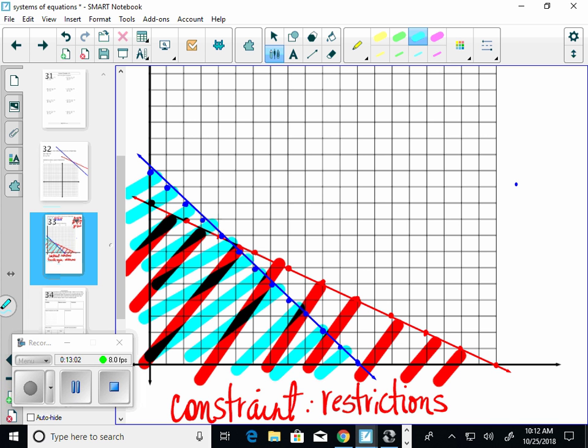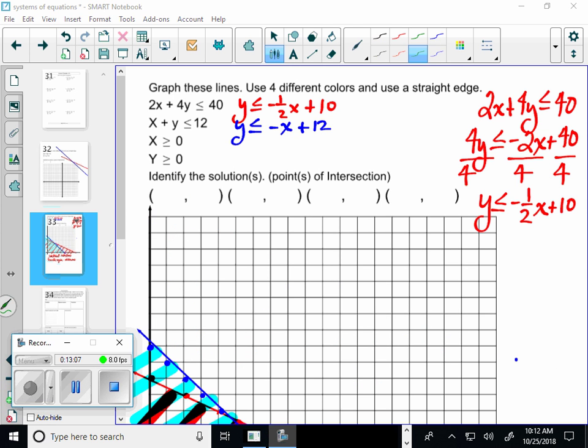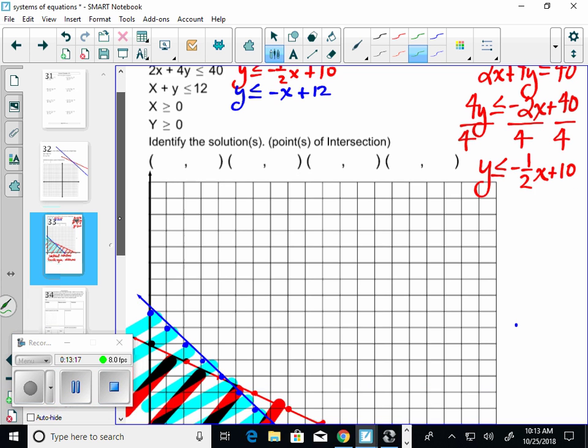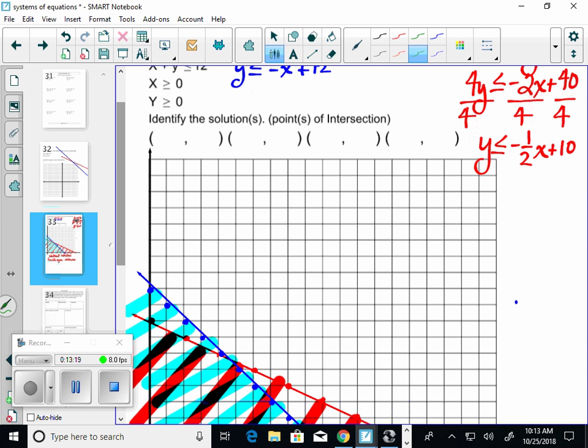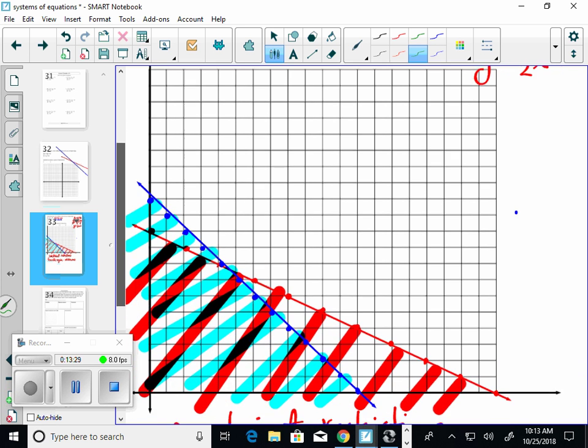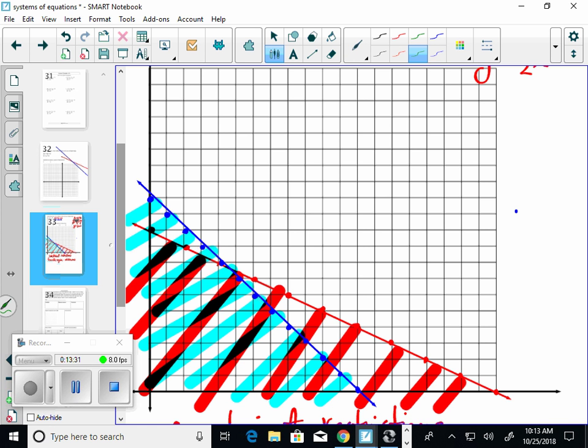What do you think we're going to do next? Graph the next one. All right, that next inequality says x is greater than or equal to 0. So what kind of line is that? A vertical line. Where? At 0 on the x-axis, along the y-axis. So my next line will be here on the y-axis. Go ahead and draw that. Solid or broken? Solid. Good.